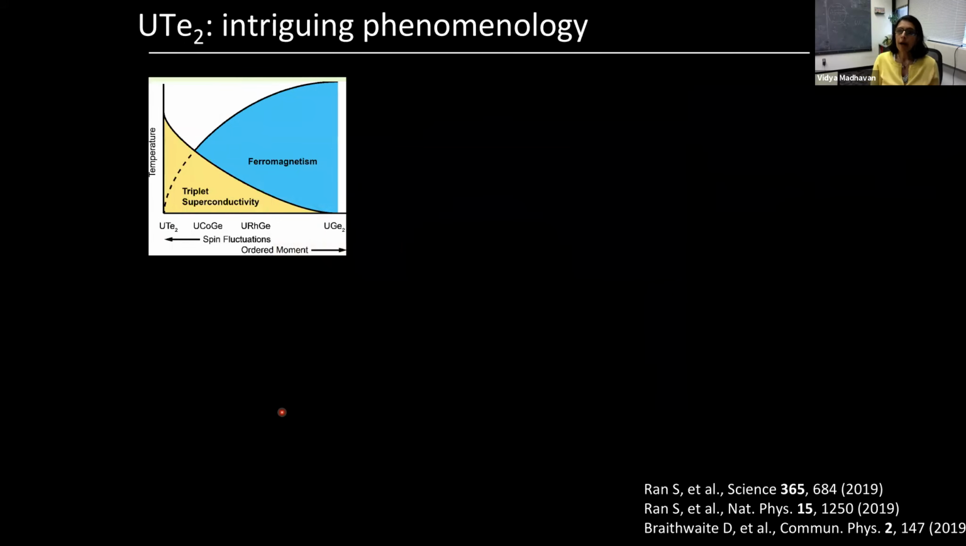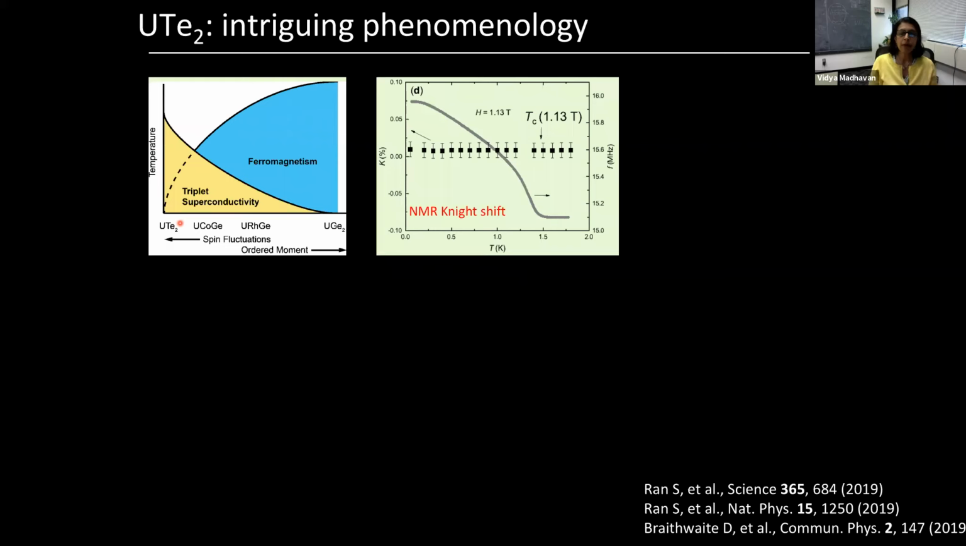So in about 2018, Sheng Ran, Nicholas Butch, and others found that uranium tellurium-2 is a superconductor. That was the first time it was discovered to be superconducting. And very quickly afterwards, there's been a host of papers showing many, many intriguing properties. So let me just show you the first important thing. This was in their first paper.